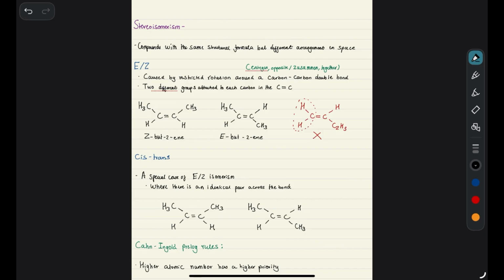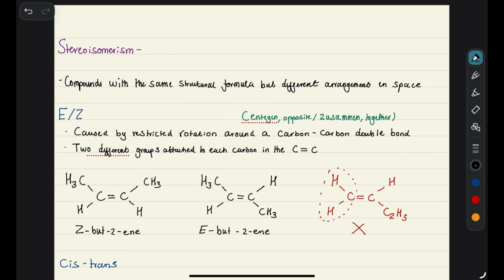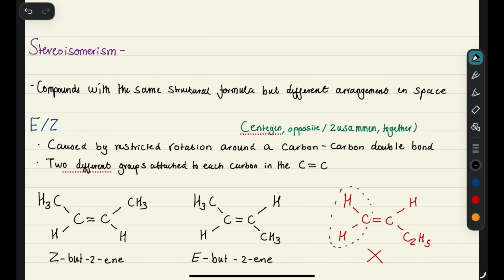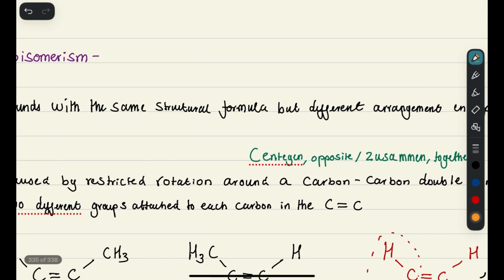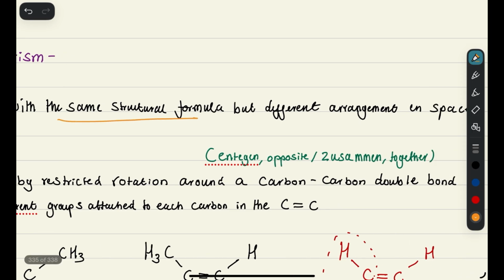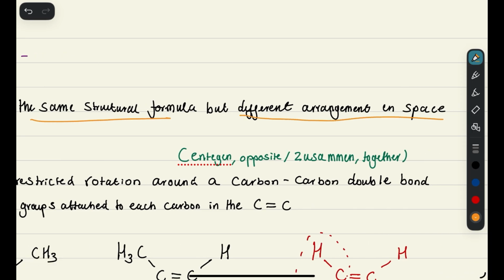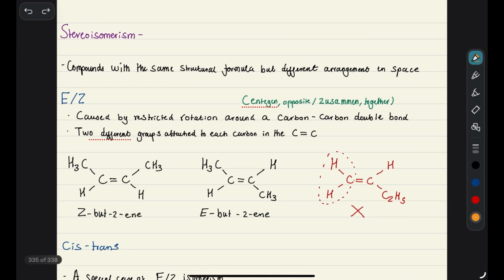Okay, so we're going to jump forward a tiny bit to do stereoisomerism now. And this is when we have compounds with the same structural formula but a different arrangement in space. Might sound confusing, but I promise you for the exam, definition marks are really easy. Make sure you're saying same structural formula, make sure you're saying different arrangement in space, and then you get your mark for definitions.